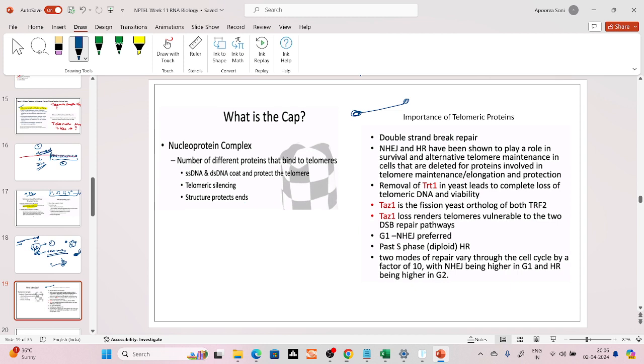Okay, and this I have just written, you can just go through it. This is nothing but just the importance and the functions of telomeric proteins. Nothing to explain, this is self-explanatory, just simple sentences.